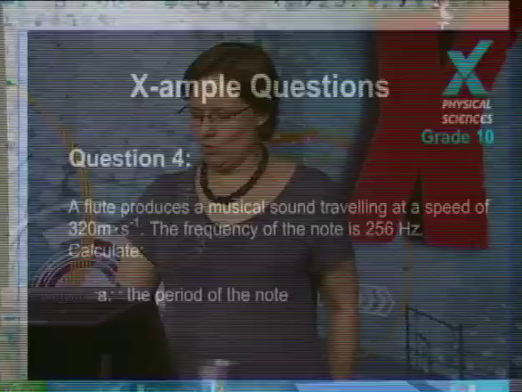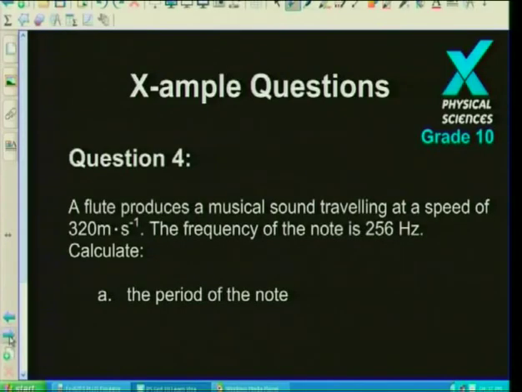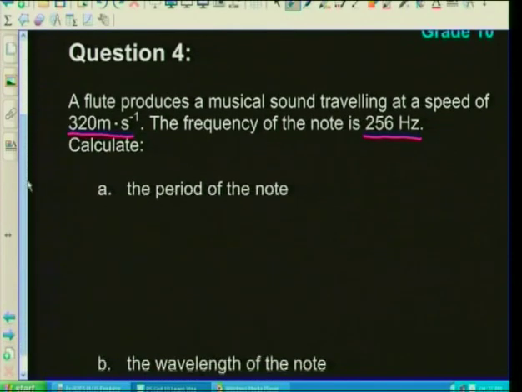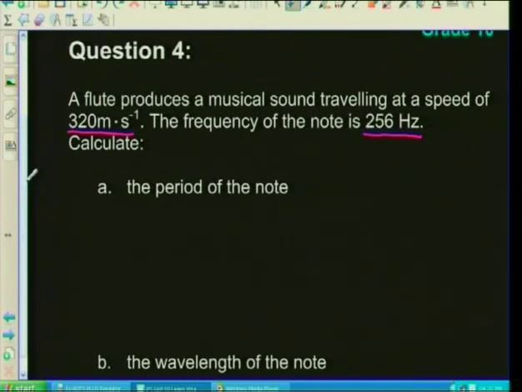Let's do one more question. Here it says, a flute, which is a musical instrument, produces a musical sound traveling at a speed of 320 meters per second. The frequency of the note is 256 hertz. That's quite a high note, okay? First thing they ask is calculate the period of the note. Okay, well, I have frequency.